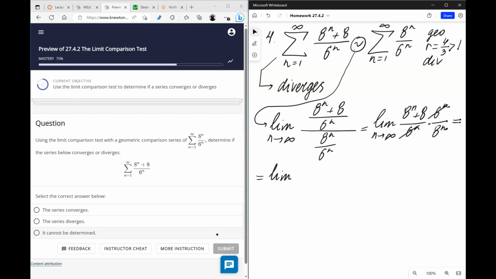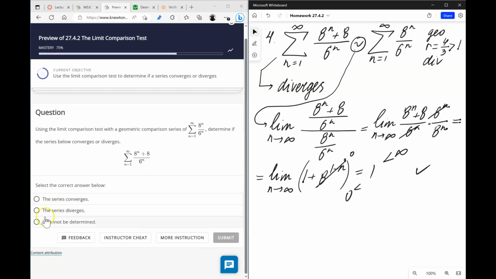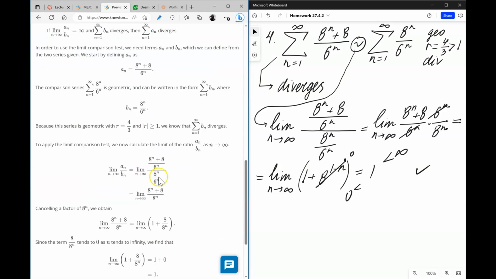Simplify. And this term goes to 0, this equals 1, which is a number between 0 and infinity. And therefore we established this equivalence, and therefore the original series diverges because it behaves the same way as another geometric series with a common ratio greater than 1. So that's the reasoning. And this would be the last problem.